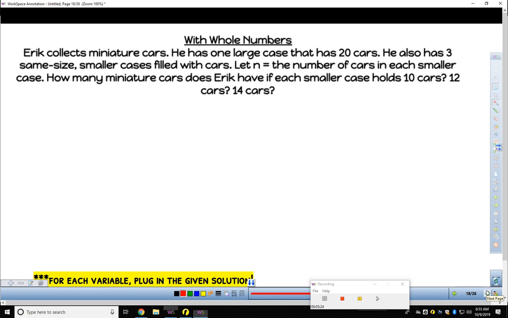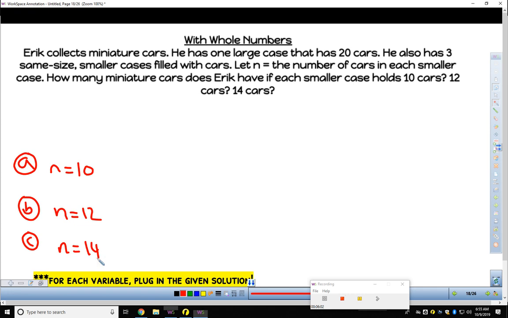So Eric collects miniature cars. He has one large case that has 20 cars. He also has 3 same size smaller cases filled with cars. Let n equal the number of cars in each smaller case. How many miniature cars does Eric have if each smaller case holds 10 cars, 12 cars, or 14 cars? So we're really solving three different problems here. One if n equals 10, one if n equals 12, and one if n equals 14.